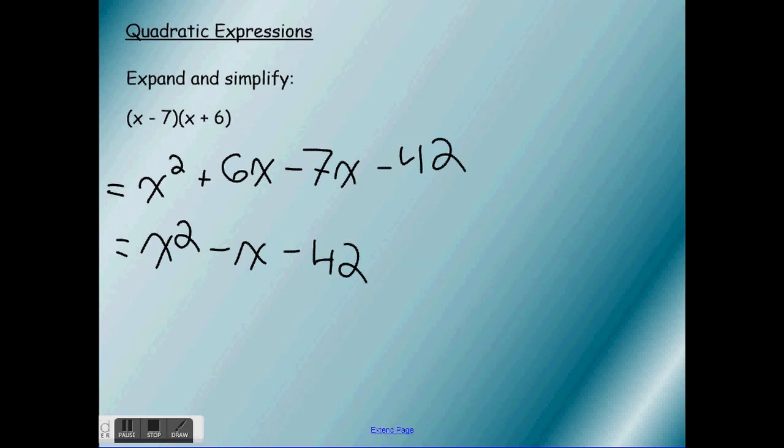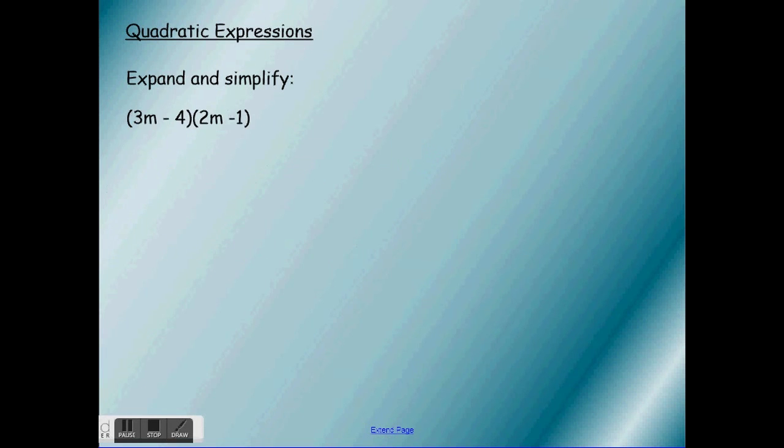Not too bad, right? Expanding, simplifying, easy stuff. Or so you may think. Are you going to make it complicated now? Not much more complicated. No. But yes, I am.